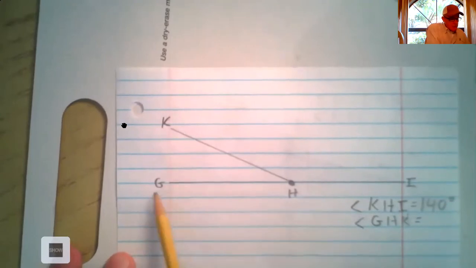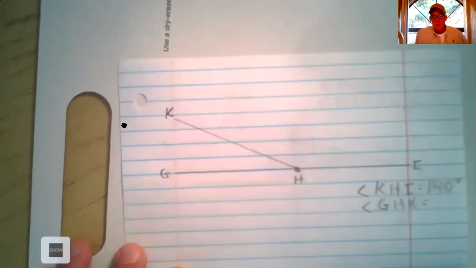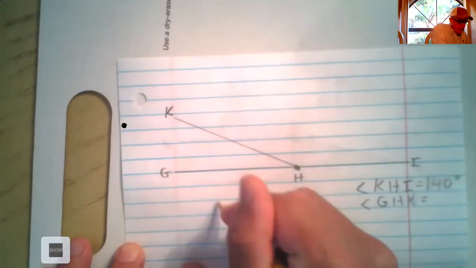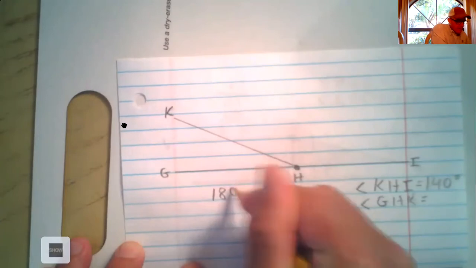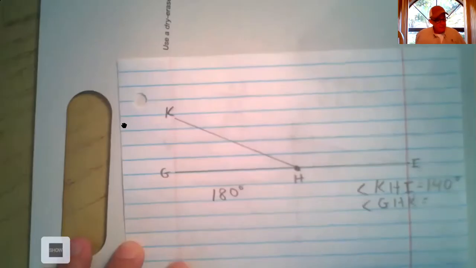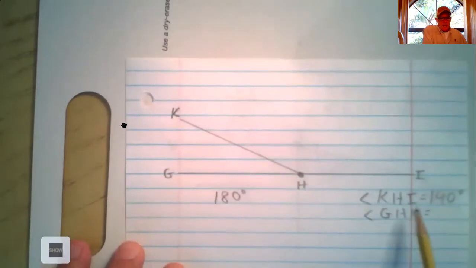It is GHI is our straight angle. And we know our straight angle is 180 degrees. 180 degrees. And what this author showed us right here is that angle KHI is 140 degrees. So where's angle KHI? Well, there's KHI.